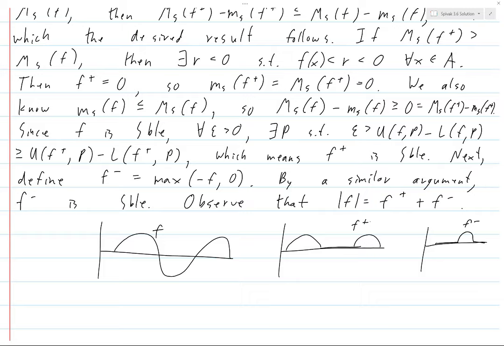Another way you can see it is if you consider any point x. If f of x is positive, then f plus of x is f of x, and f minus of x is 0. And if you consider any point x where f of x is negative, then f plus of x will be 0, and f minus of x will be negative f of x, which will be a positive value, and so it will be the absolute value.